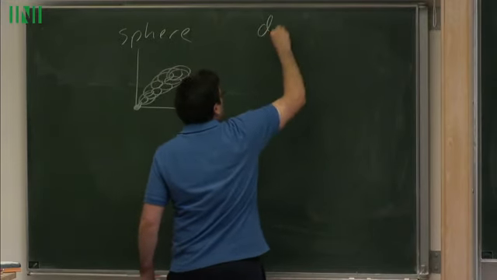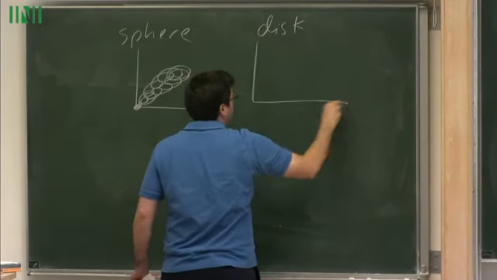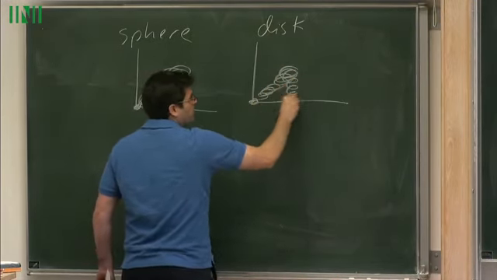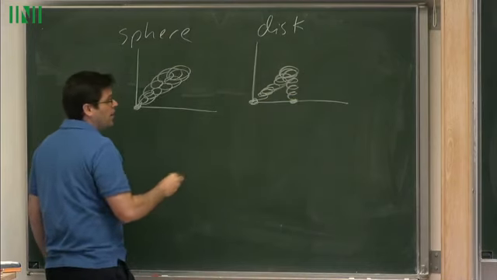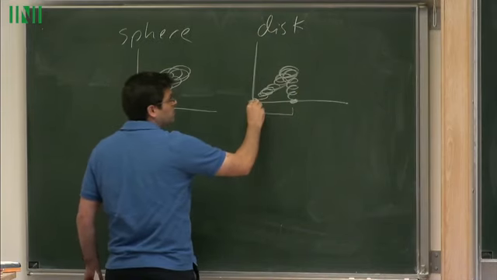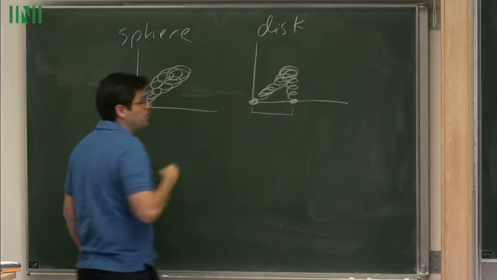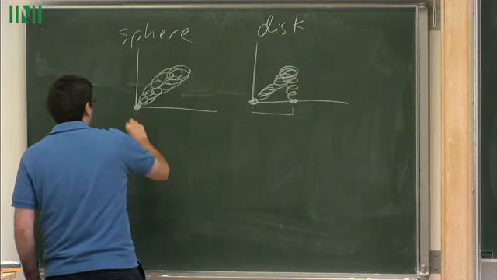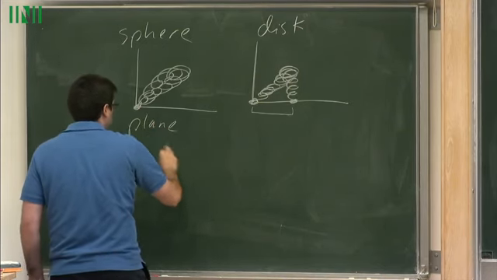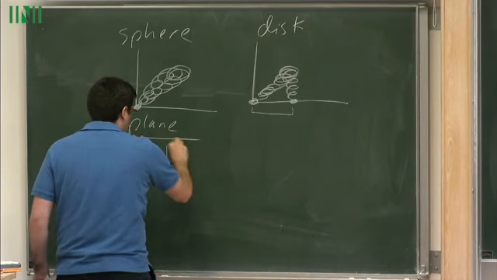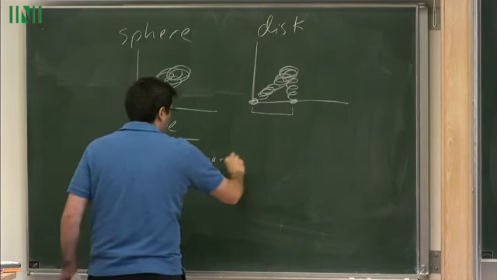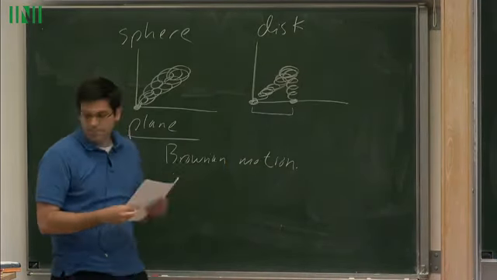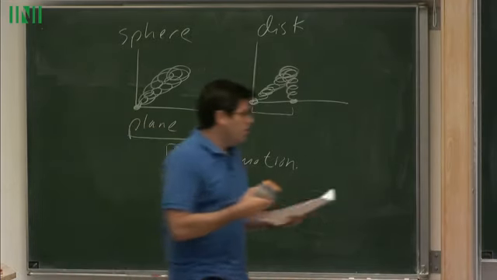And you have the disk setting, and in the disk setting, you're going to have a correlated Brownian excursion, but it's going to terminate somewhere here. And then this length determines the boundary length of the disk, and the length of the Brownian excursion itself determines the area. And then the whole plane topology, this is just a normal Brownian motion. You don't have to consider a Brownian excursion.